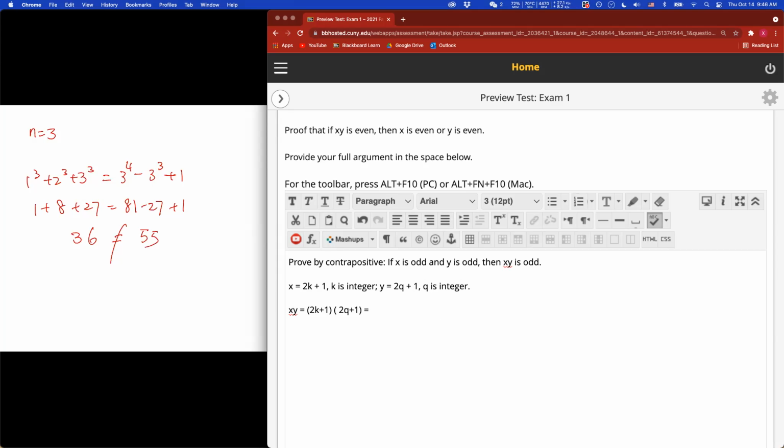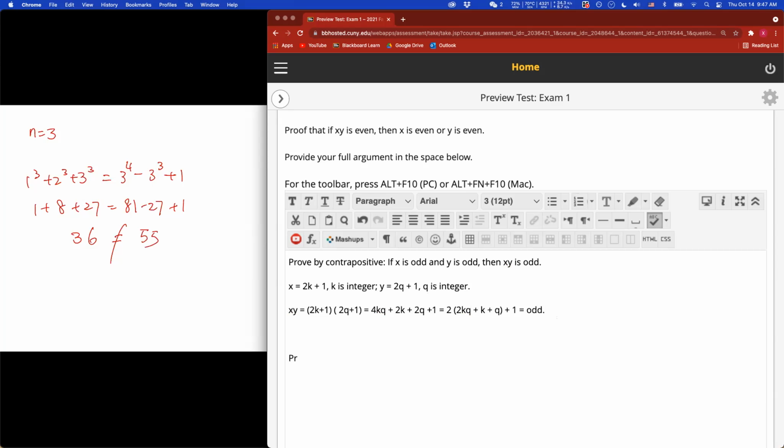That will give you 4kq plus 2k plus 2q plus 1. And you can write that as 2 times (2kq plus k plus q), and then plus 1 at the end. And we know this is odd. So we prove that this is true.